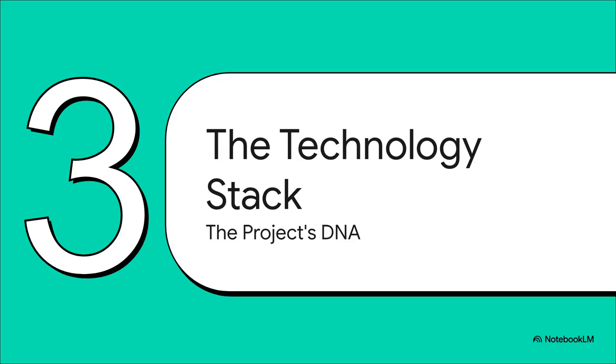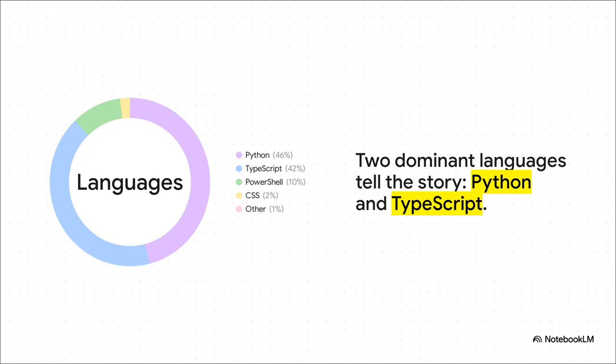So we understand the blueprint. Now let's get into its DNA, the programming languages that were used to actually build it. This is going to tell us not just how it's structured, but what it's built with. And this language chart gives us our next huge clue. You can pretty much ignore the small stuff. Two languages completely dominate here. Python at almost 46% and TypeScript right behind it at nearly 42%.